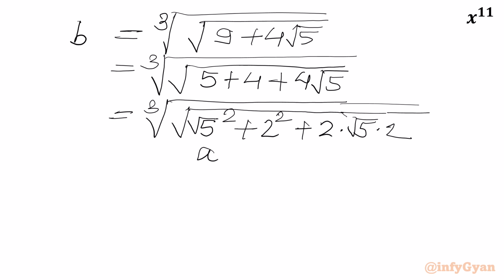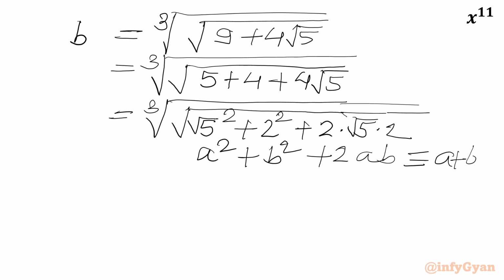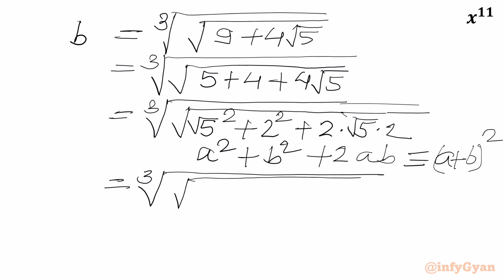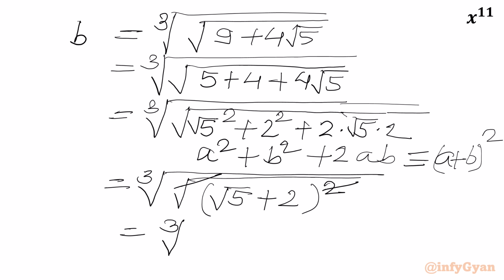If I write a equal to root 5, so this is a square, b equal to 2, so this is b square plus 2 times ab. So instead of writing this, I can write a plus b whole square, which will be equal to root 5 plus 2 whole square. So cube root of square root of square root 5 plus 2 whole square. Now square root and square will be over.